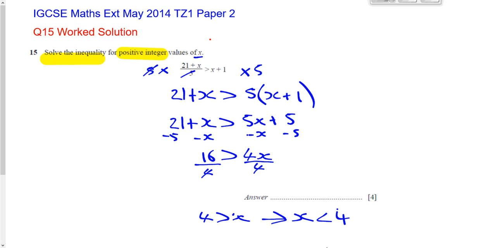Now, the question asks for positive integer values of x. So if x is less than 4, what are all the positive integers or whole numbers that are less than 4? It's not 4 because it has to be less than. So it's going to include 3, 2, and 1. Now it says positive integers, and positive numbers are all numbers greater than 0, so 0 is not included here. So our answer to this question is 1, 2, and 3, or 3, 2, and 1.